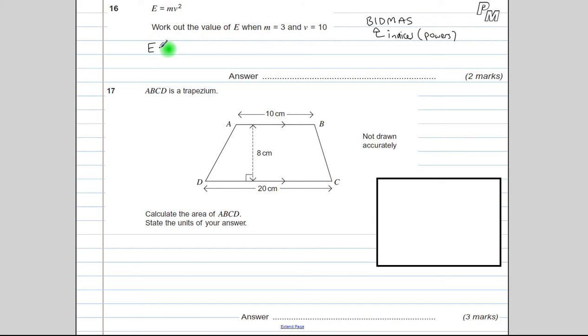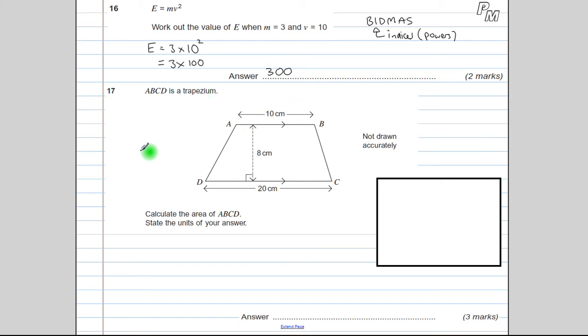So let's have a look at what we've got here. We've got E, where m is 3, so we get 3 lots of v squared, and v is 10, so 3 times 10 squared. So using BIDMAS, we have to do the power before the multiplication. So this becomes 3 lots of 10 squared, which is 100. 3 times 100 is 300.